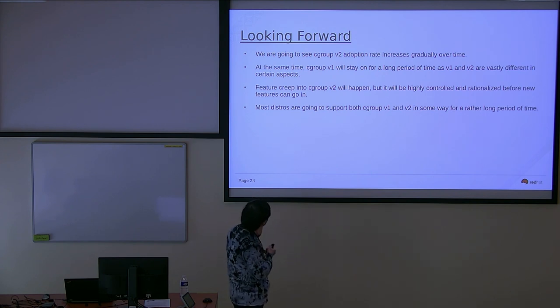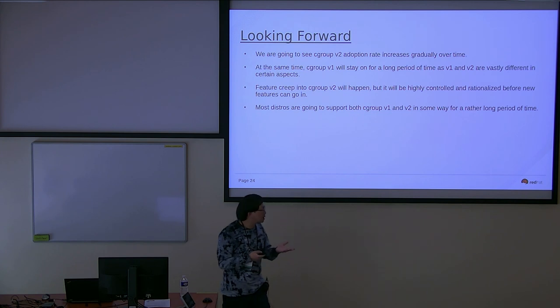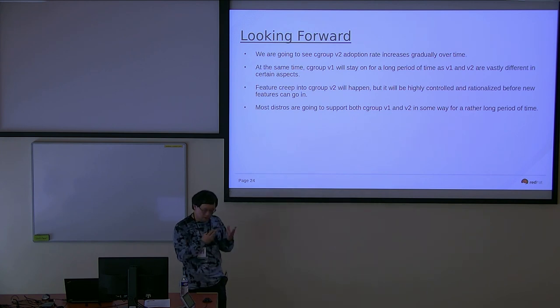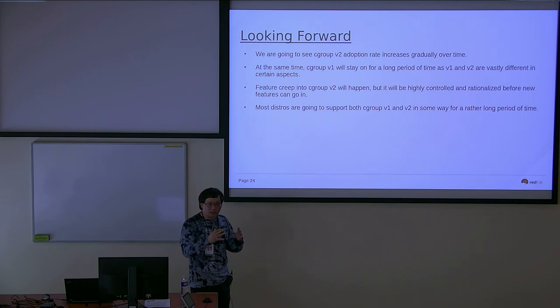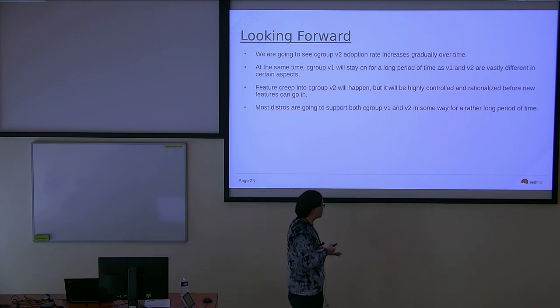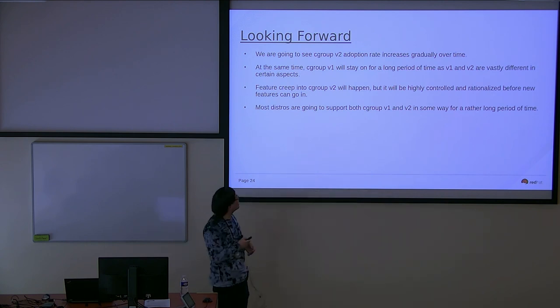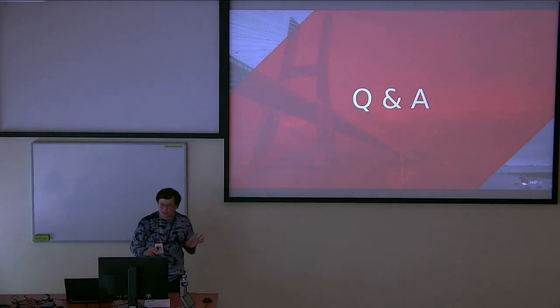And features, we are expecting to have more features available in v2 as long as there's a solid requirement for that. But at the current moment, the feature set is quite minimal. It's the core ones that we typically use, but if you need a new feature, you have to raise your voice and request that it be made available in v2. And more distros, I think, are going to support cgroup v1 and v2 in some way for a rather long period of time. Okay, that's the end of my presentation.